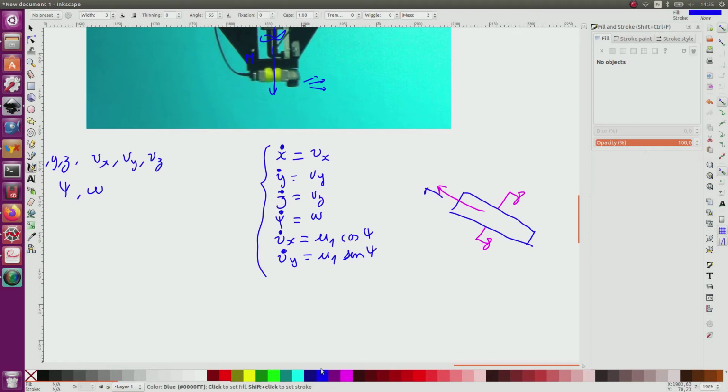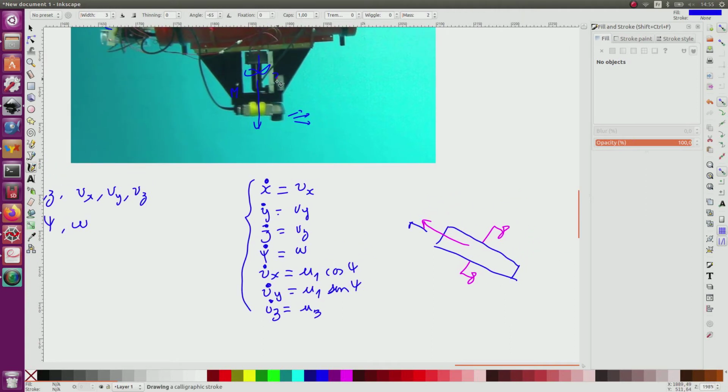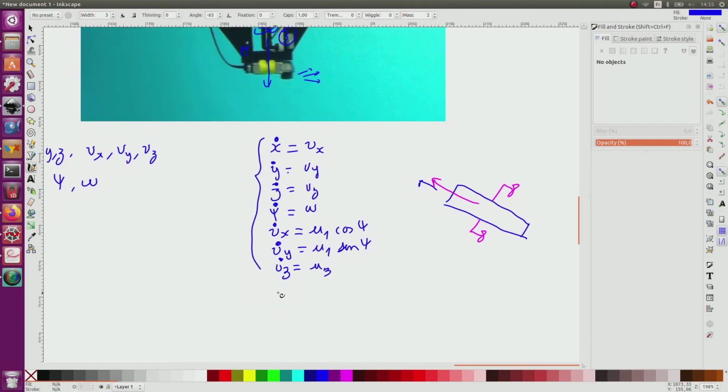Now I have also Vz, which is equal to the acceleration with respect to the z direction. Since here it's propeller number 3, it is related to this propeller and I can control it directly. Since I have low speed, I do not take into account the friction. And also omega, the rotational speed, is equal to u2, and u2 corresponds to the difference of speed of the propeller 1 and the propeller 2.